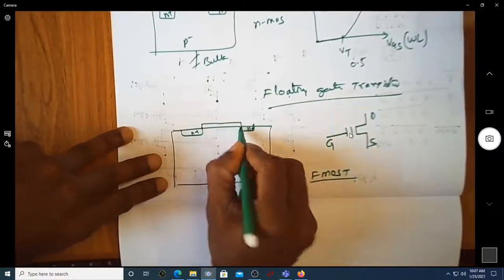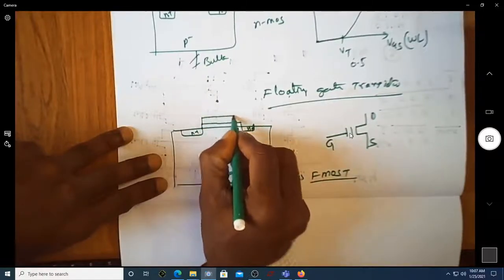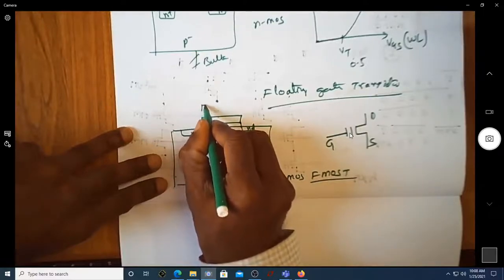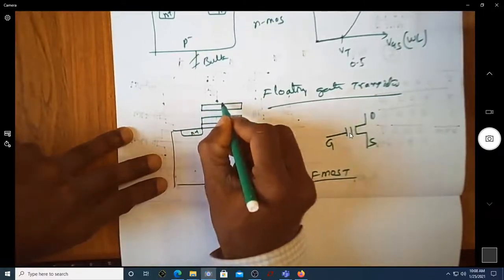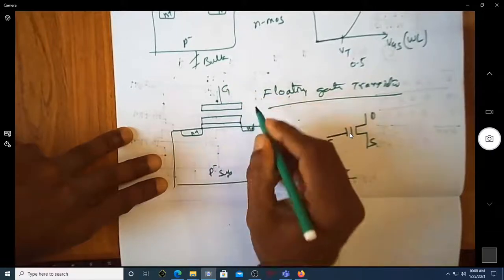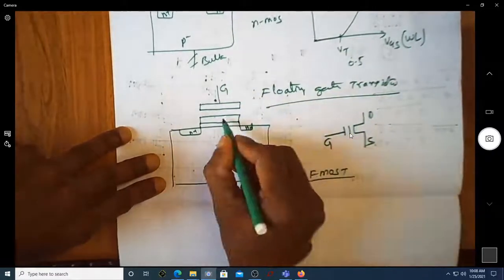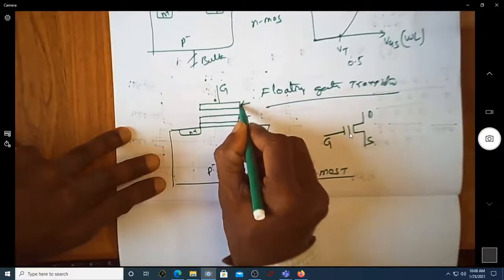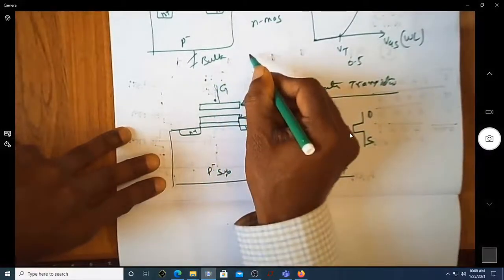Now you have the oxide layer. You can see now there is a metal. You again have an oxide, and on top of that you have one more metal. So basically what you have is two gates. One is this, and the other is the one which is connected to the external world.